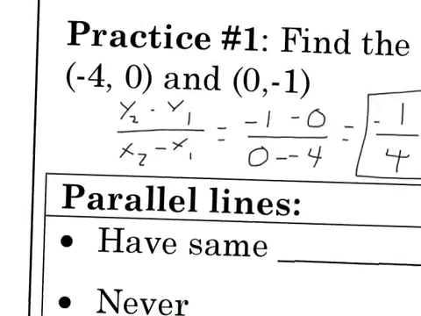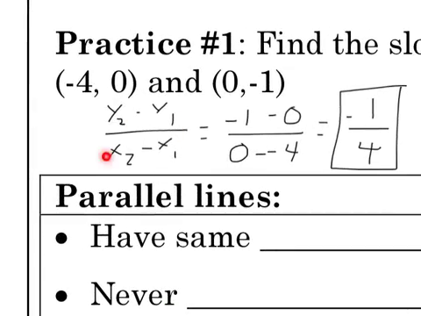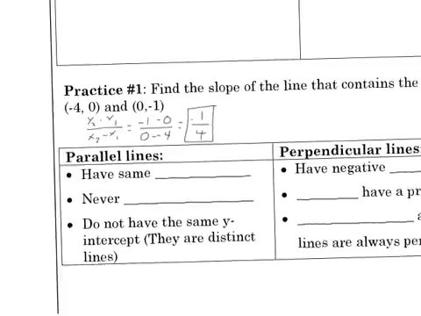Okay, so I wrote out the equation, y2 minus y1 over x2 minus x1, and did my y's. So negative 1 minus 0, then 0 minus negative 4, that turns into a positive 4. So it's negative 1 over positive 4, and there's my slope, negative 1/4. That's all there is to it.